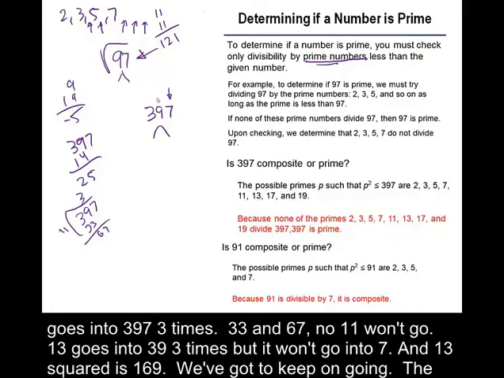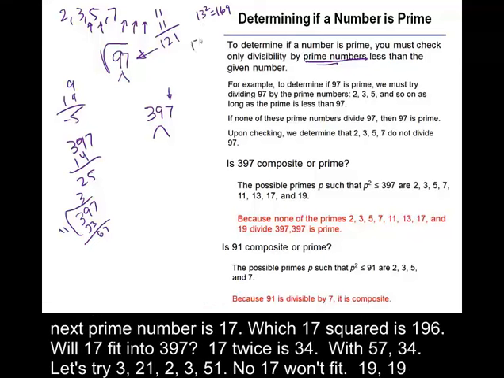13 goes into 39 three times, but it won't go into 7. And 13 squared is 169, so we've got to keep on going. The next prime number is 17, and 17 squared is 196. Will 17 fit into 397? 17 twice is 34, with 57, 34. Let's try 3: 51. No, 17 won't fit.